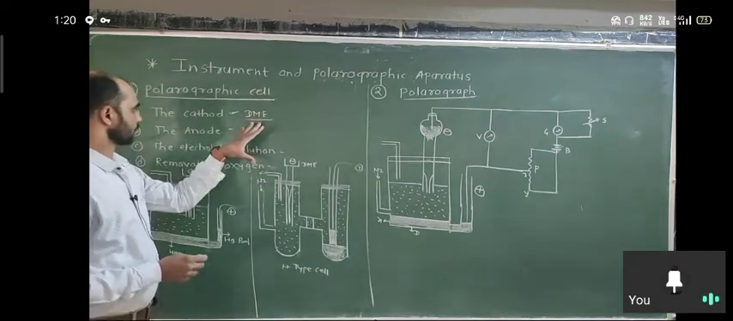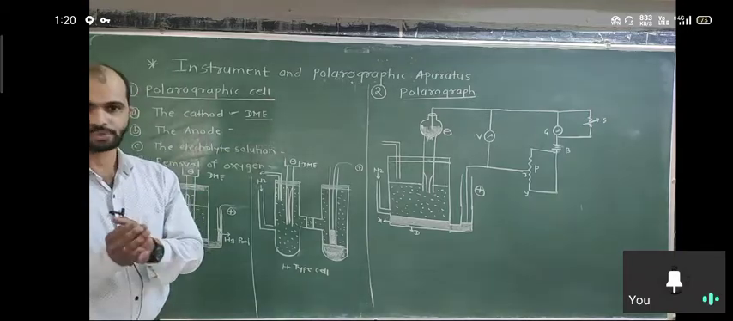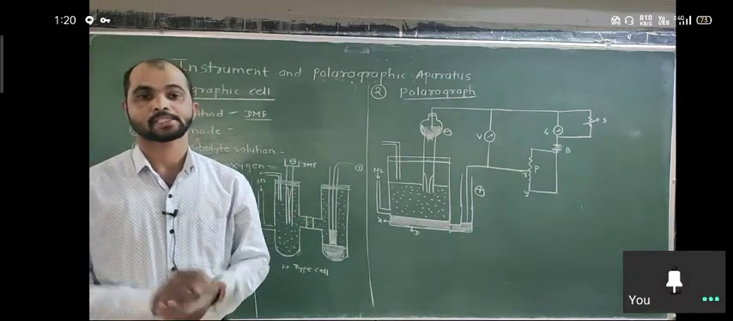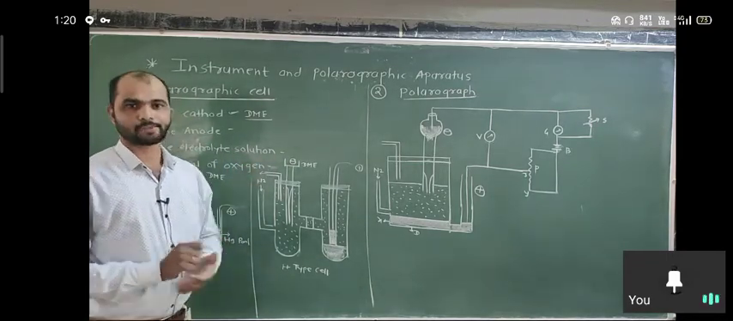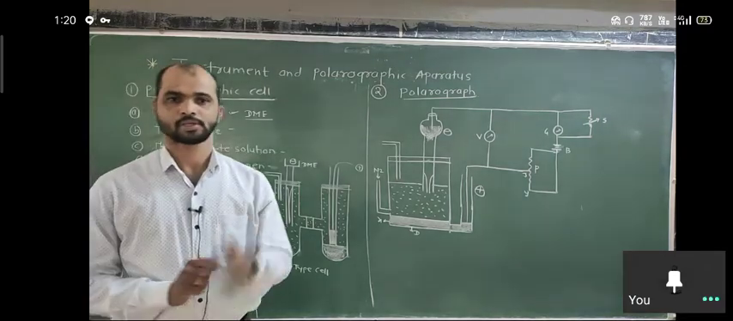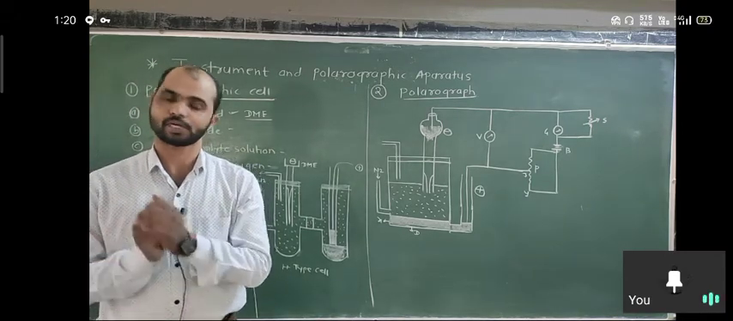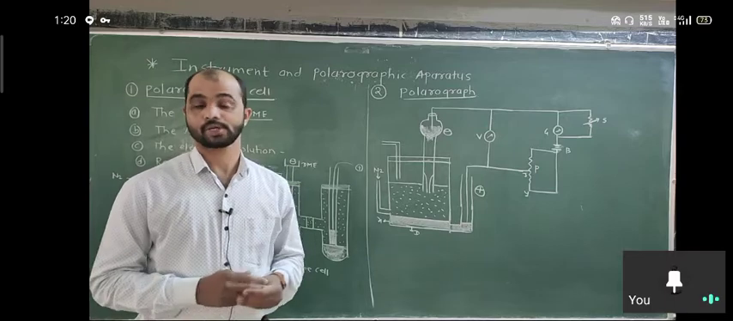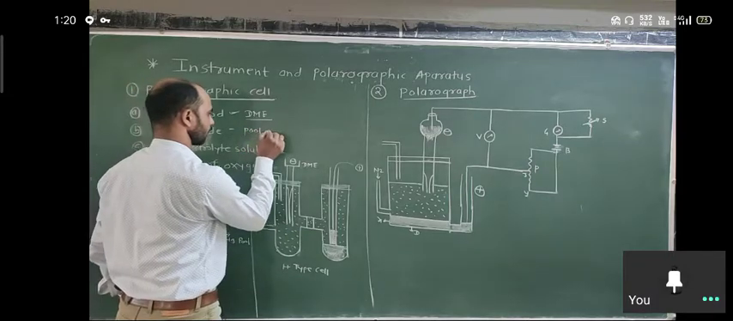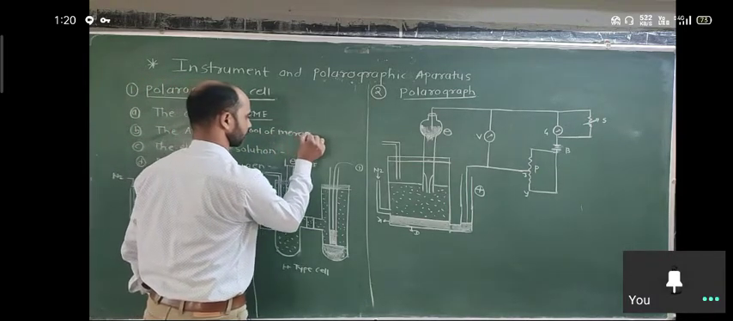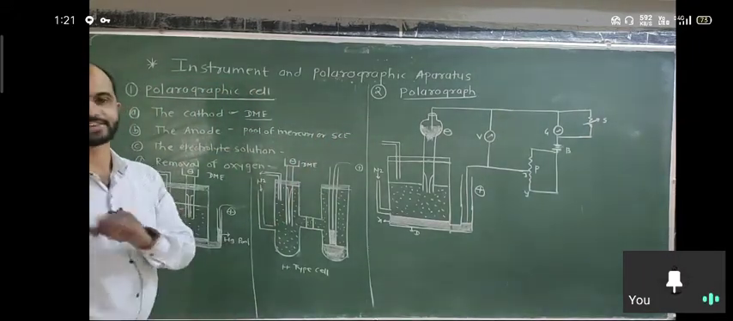So that is all about the cathode. What is the anode? Basically here the anode is an electrode having a larger surface area, a macro electrode, and it is non-polarizable. So basically in polarography two reference electrodes are used: a pool of mercury or a saturated calomel electrode. So we can use either a pool of mercury or saturated calomel electrode; both are used as a reference electrode.